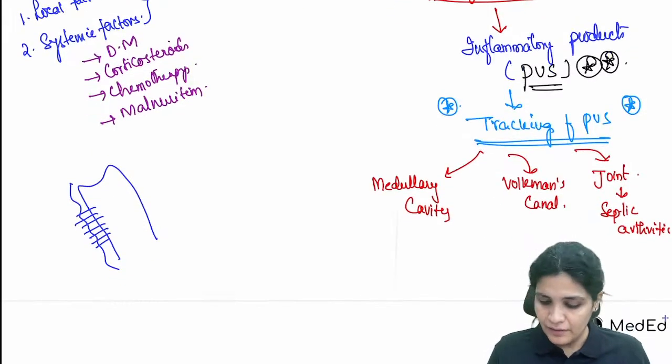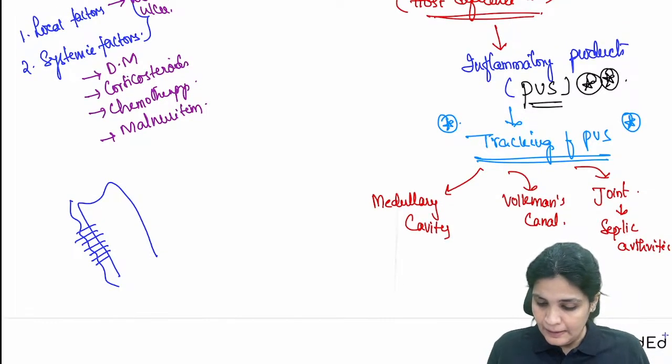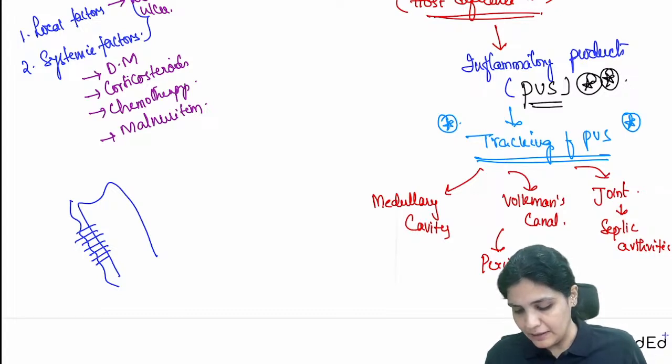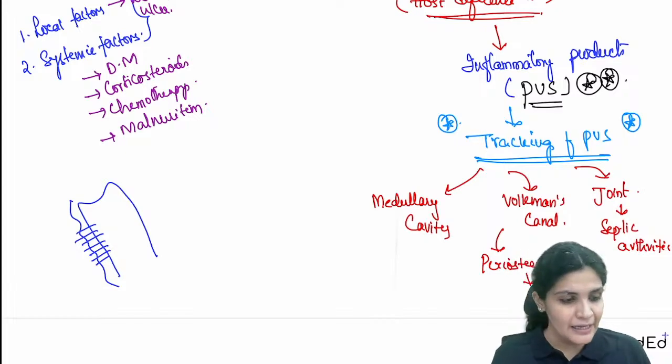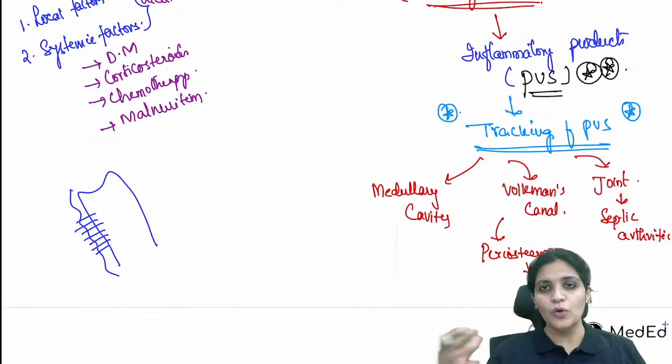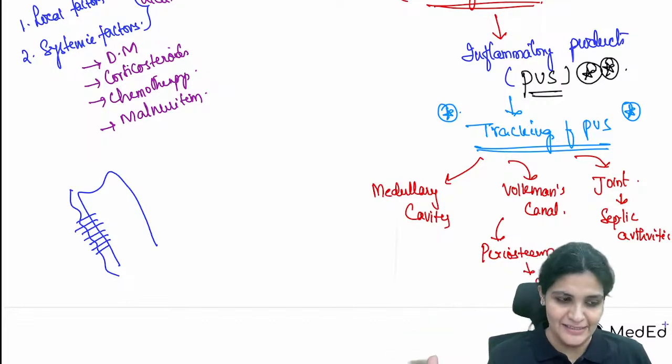And here it might go to Volkmann's canal and then raise the periosteum, and from there it can go to the skin as well, right? And when it reaches the skin and forms the sinus, that will turn into chronic osteomyelitis, right?